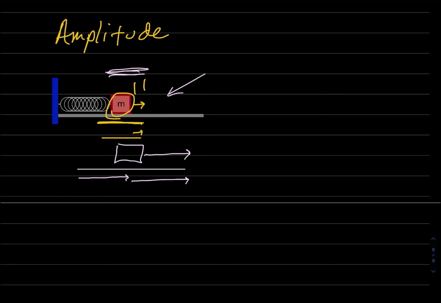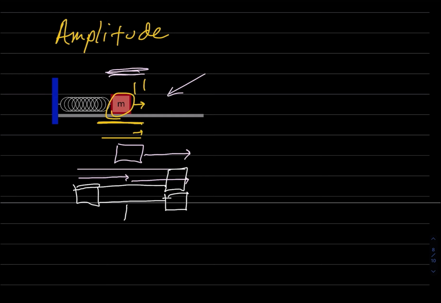And have we talked about what one complete cycle means? Pardon me if I'm repeating myself, but if we pull the mass out to here and let go, it's going to go in until it gets all the way compressed, and it's going to come out back to the other extreme. And that is one complete cycle.